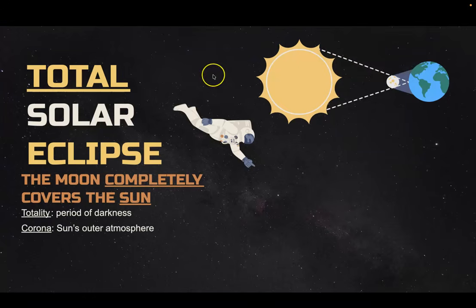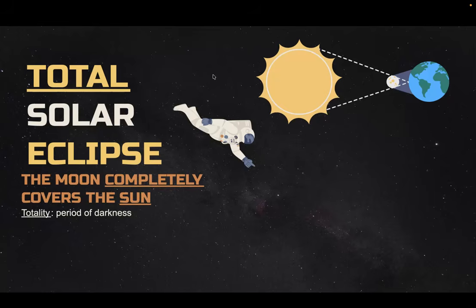Yes, okay. So we've got some words that we need to go over for a total solar eclipse. We have the word totality. This is the period of darkness. So the path of totality is the path on Earth that's going to get that period of darkness.